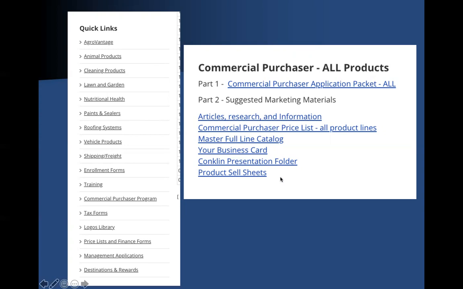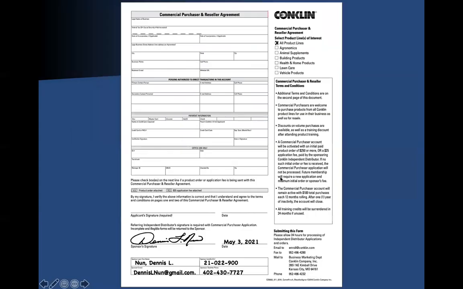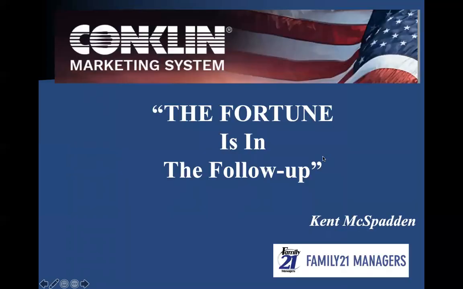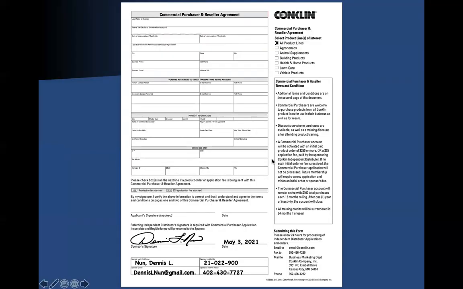And then you can click any of these things. Once you get there, I just take the application form itself, I copy it, I create it as an image, I add my signature, the date, and so forth, and I email it over to that prospect. It specifically says here that a commercial purchaser account will be activated with an initial payment or product order, $250 product order, or a $25 application fee paid by the sponsor. So I cover that payment of that $25 fee for my commercial purchasers.